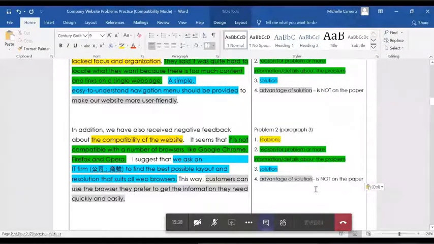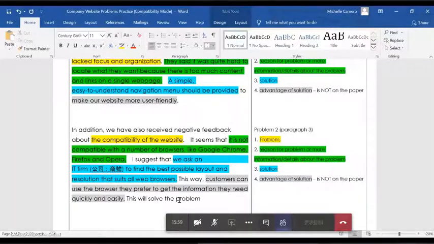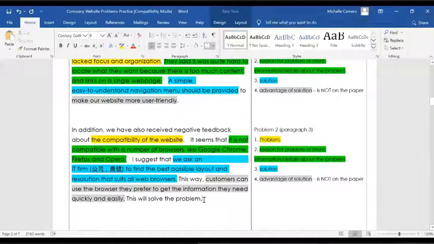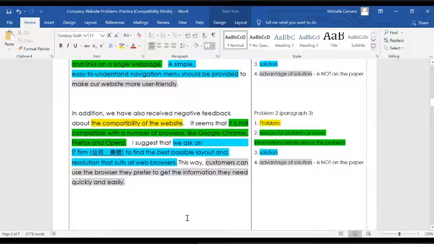And one other thing to please remember is some students in the past, I've noticed this because I've taught this class a lot, this is what they do. For the advantage of the solution, this is what they write. They will write, this will solve the problem. And they think, yeah, okay, that's the advantage of my solution. No, I mean, yes, it is, but the assessment and the school expect more from you. This is not good enough. So if you write this, don't expect points, don't expect a higher grade. Your grade will probably be lower if you write that. So be careful of that.